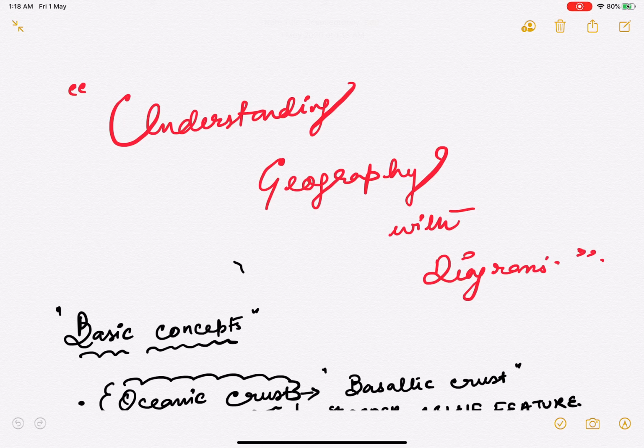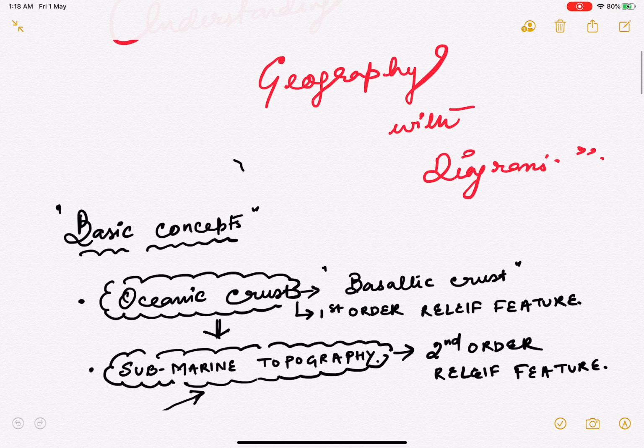Today we'll be understanding the basic concepts of oceanography. First of all, let's understand what this oceanic crust is. Remember that oceanic crust is the true basaltic crust, and when I say continental crust, it means a granitic crust.